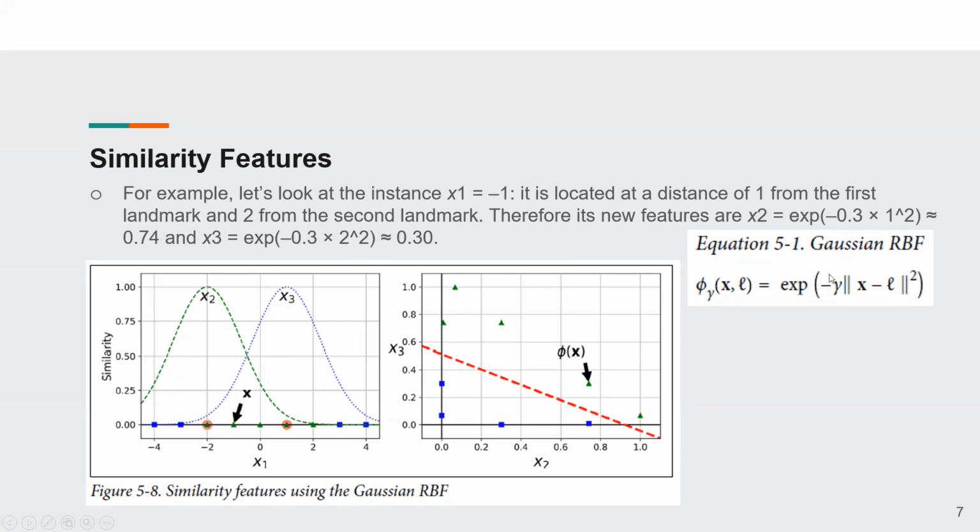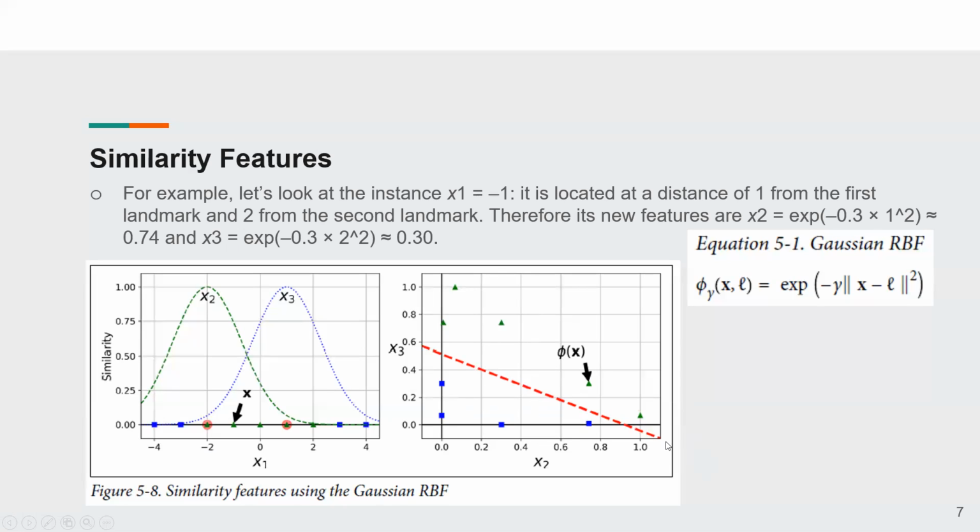And then those generate two new observations. One of them, x2, is 0.74, and x3 is 0.3. So essentially, in this two-dimensional space, x2 versus x3, we generated a new observation at 0.74 and 0.3. If you do that for all the points on this line in x1 space, you come back with all kinds of this type of observations in this two-dimensional space. Now it becomes linearly separable with this dashed line.